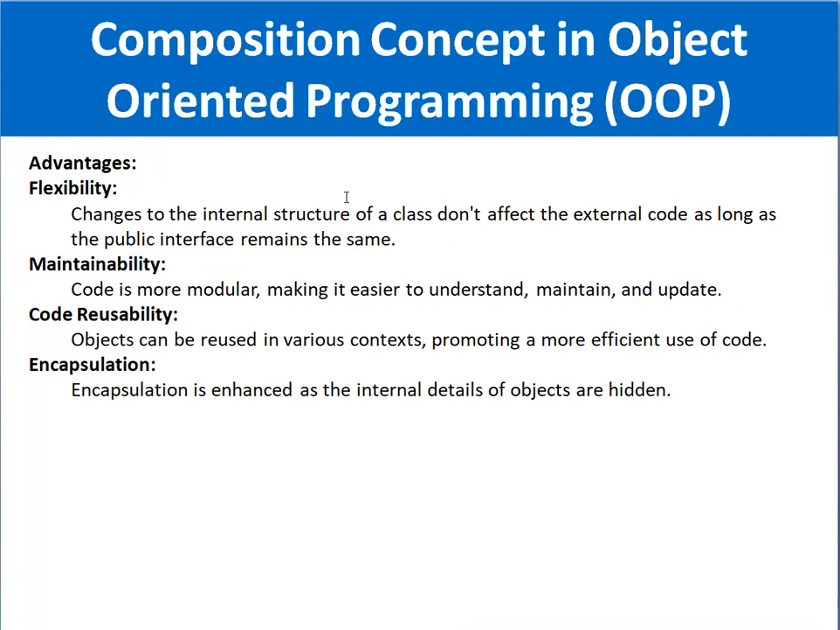You can say if you make any changes in the main class, the external class that is using that class or has a relationship with it will not be affected. Maintainability means that code is more modular, making it easier to understand, maintain and update. And reusability: objects can be reused in various contexts, promoting a more efficient use of code. Encapsulation is also enhanced as the internal details of objects are hidden.